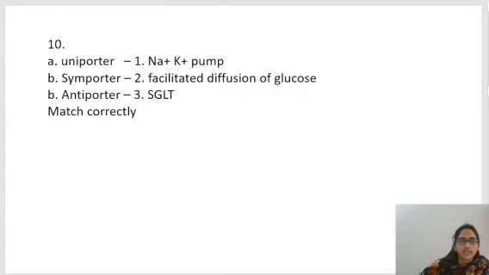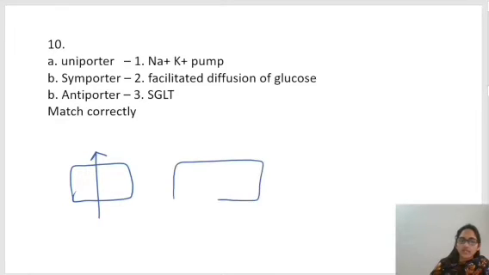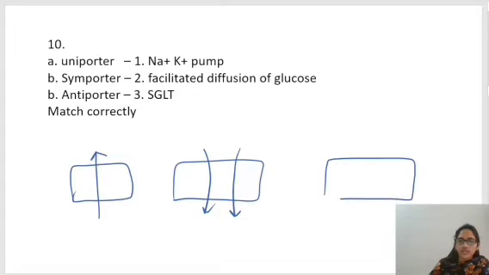So the next question is match the following: uniport, symport and antiport. What is uniport? Uniport is where one solute passes in one direction. Symport is where two solutes pass in the same direction, which you can also call a co-transporter. And antiport is where two molecules pass in opposite directions.